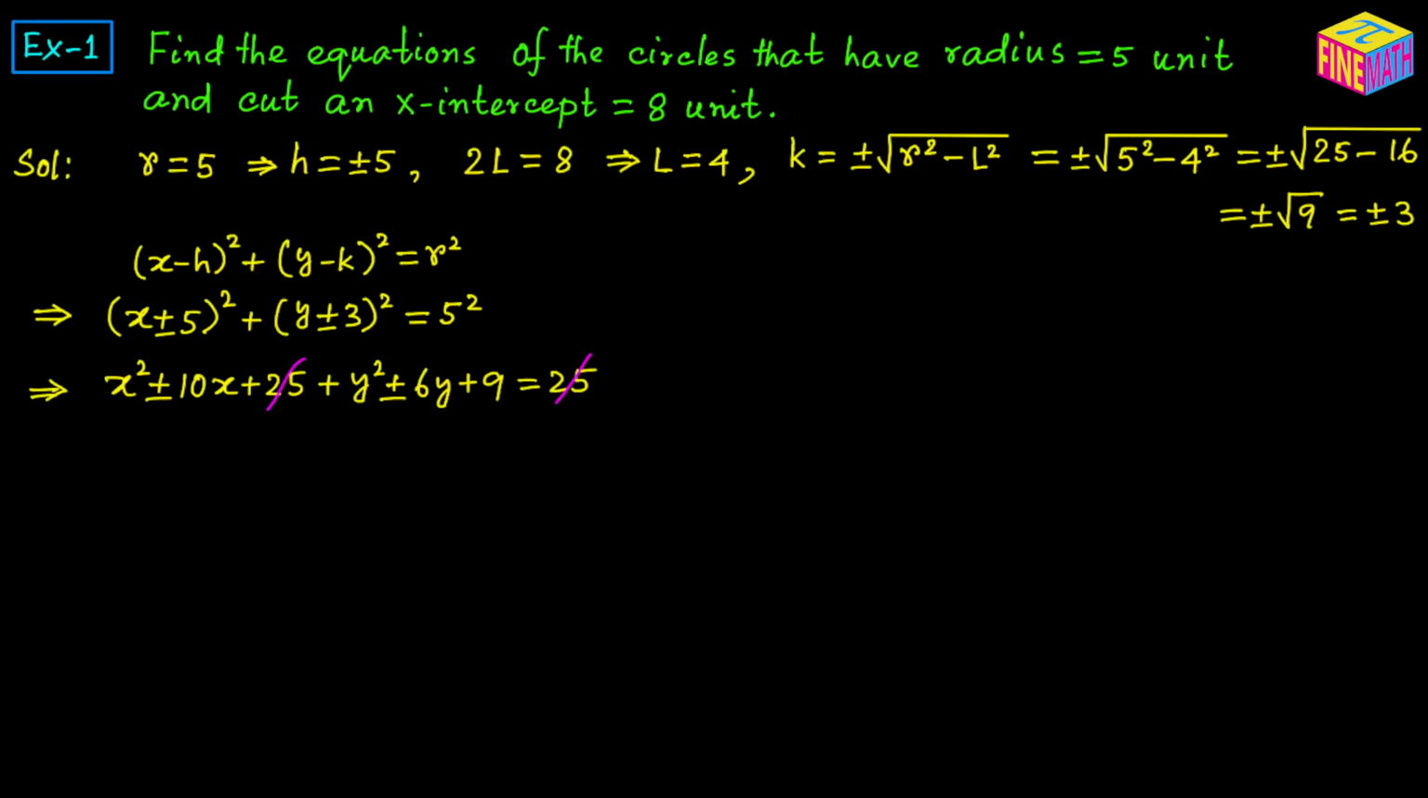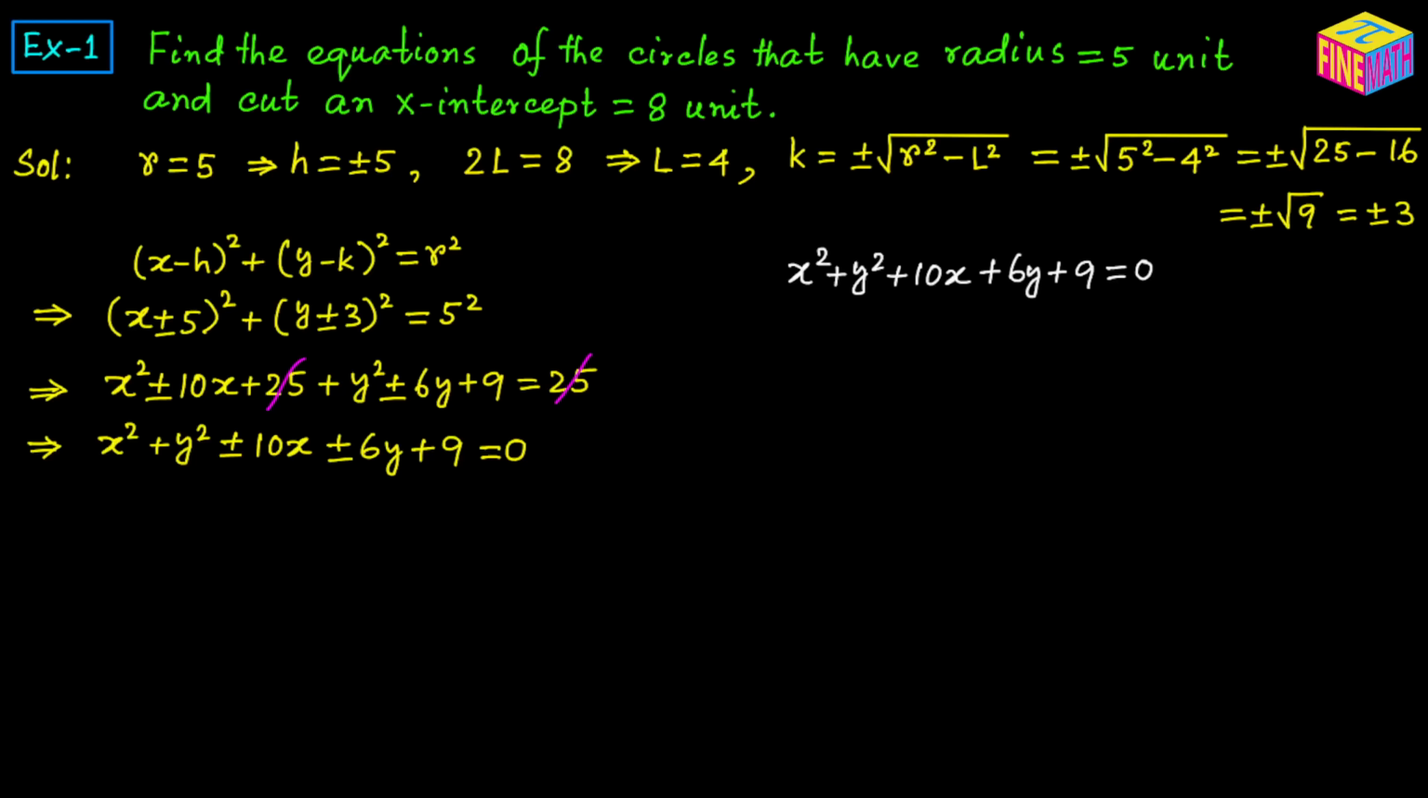And the positive 25 on both sides of the equation will cancel out each other, and we are going to be left with x squared plus y squared plus or minus 10x plus or minus 6y plus 9 equals 0, and that is the combined equation of the four possible circles. Now let's try to write down each of the equations separately. The first equation could look like this.